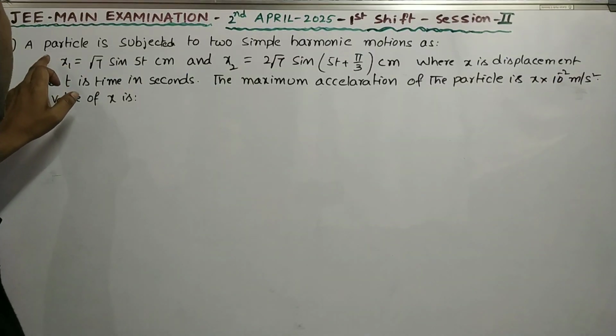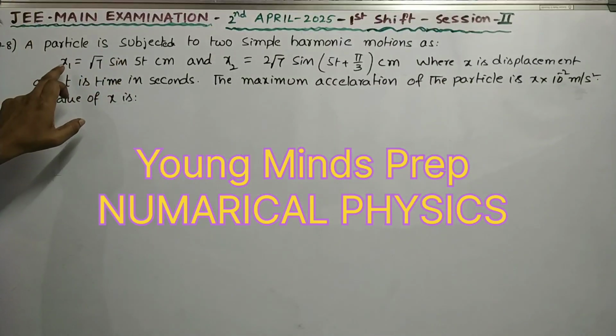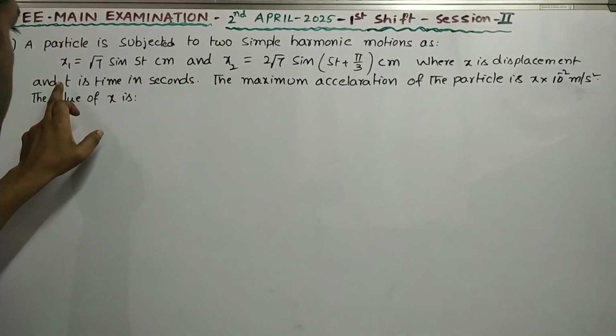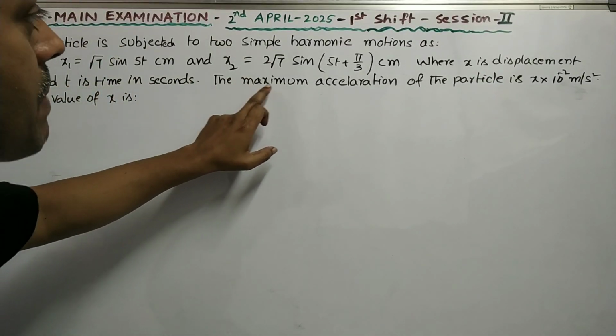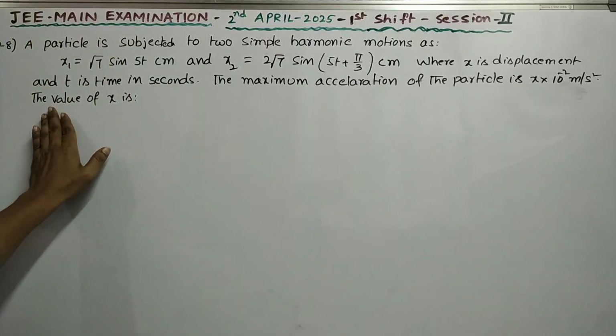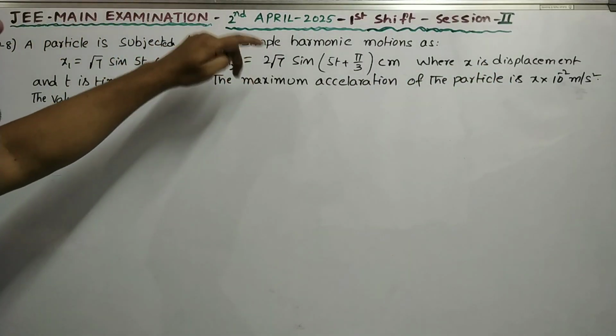Right, the 8th question. A particle is subjected to two simple harmonic motions, x1 is equal to something, x2 is equal to something, where x is displacement and t is time in seconds. The maximum acceleration of the particle is given as something, then the value of x is asked.